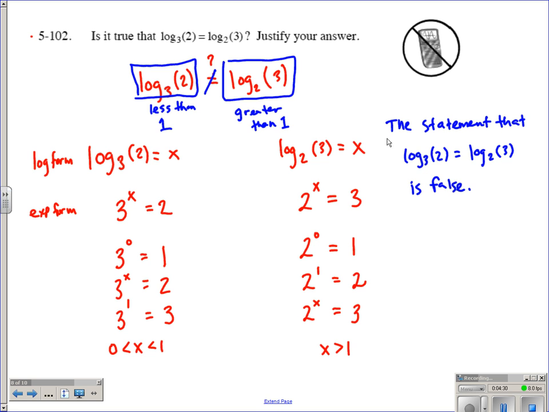I hope that helps. You can finish your statement, whatever you want to write down there. Hopefully that makes sense. This one is greater than 1. This one has a value that is less than 1.